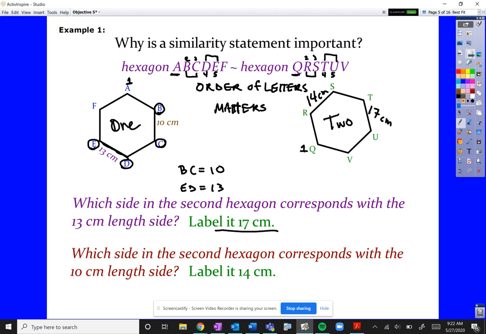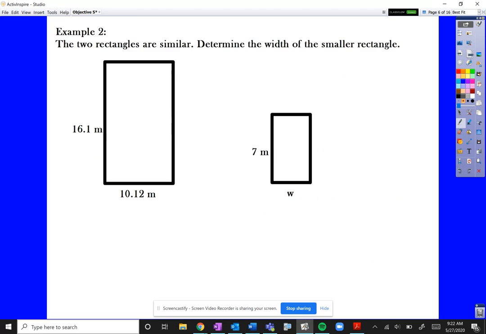Okay, this next one is all about this idea of keeping the proportionality. So we're going to have 2 rectangles. They are similar, so we are told that they are similar, which means that one of them is just a shrunken version of the other. Determine the width of the smaller rectangle. So this is where proportions come in.